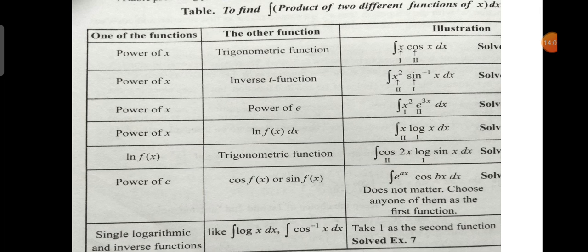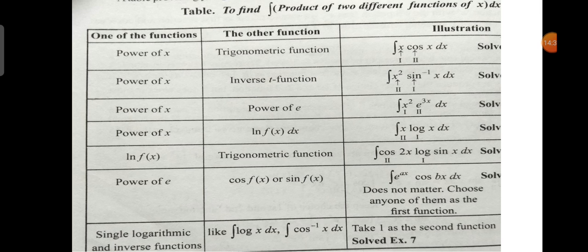Illustration: integral x cos x dx. Such a type of function is there. Then the first function is a power and the second is a trigonometric function. So take x as the first function and the trigonometric function as the second. And x square sine inverse x: then take the inverse function as the first function. Okay, that should be remembered. Inverse as the first function and the power of x as the second function.